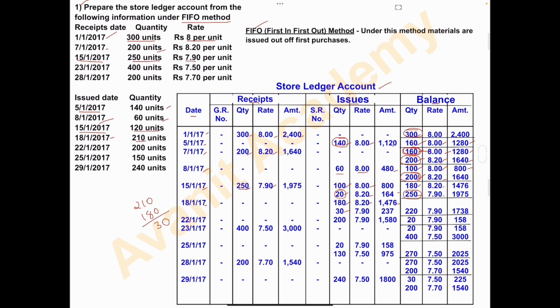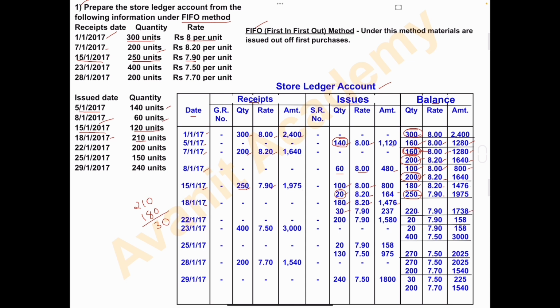Now I will write the balance. So from this 250, we have issued 30 units. So from this 250 minus 30, how much remains? 220 units. So the balance will be 220. Rate is same 7.90. Multiply this 220 into 7.90 and the amount is 1738.